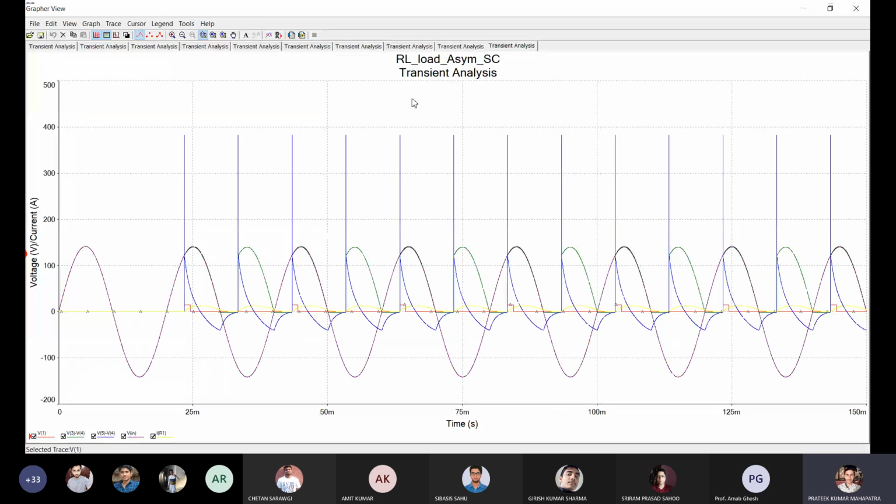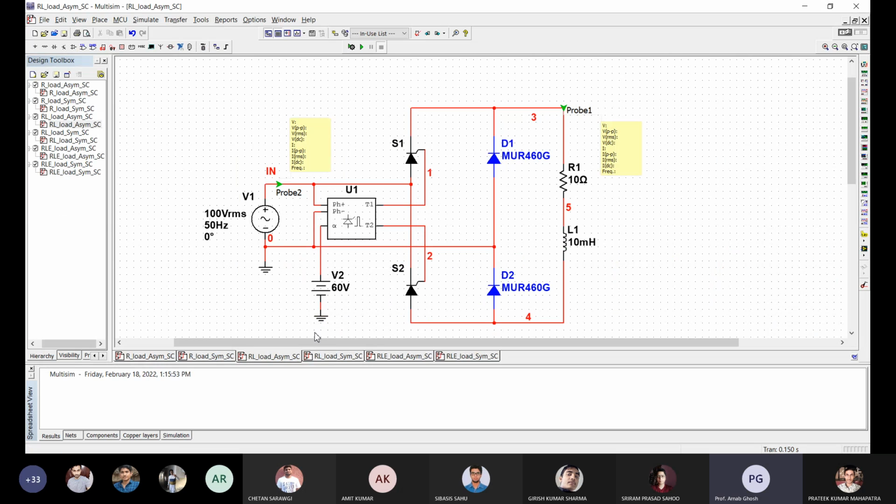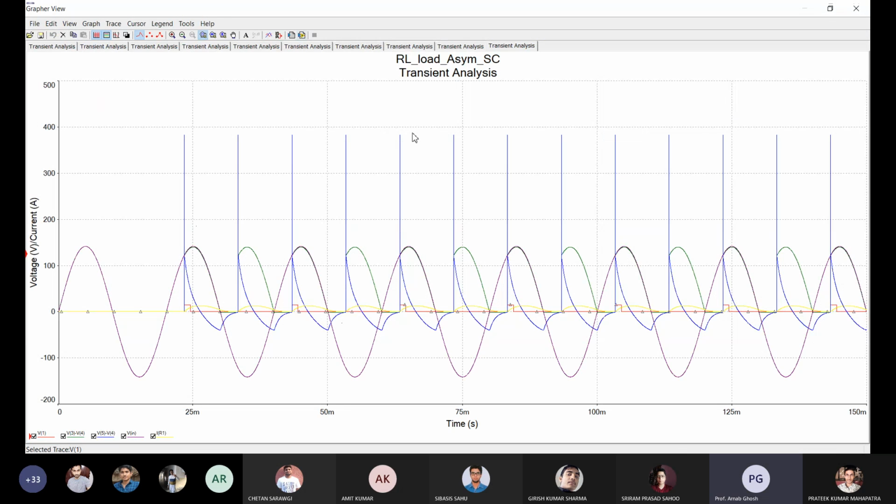This is RL load asymmetrical. Acha, current waveform. Let me see the result again. Can you please give me the justification of these results? Since this is RL load, so because of the inductor the current will not reach zero. Make it zoom. Current waveform is okay, but another.